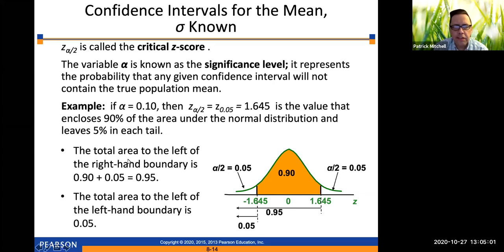All right, so you can see the total area to the left of the right-hand boundary is that middle 90% plus the 5% in the lower tail, which is 0.95. And the total area to the left of the left-hand boundary is just 0.05.